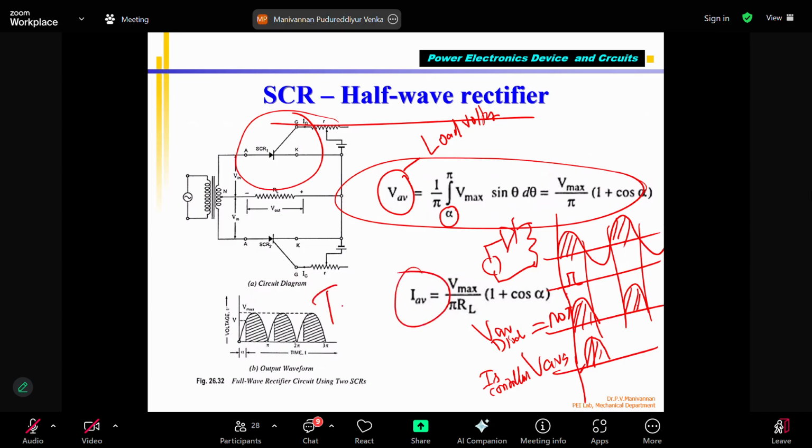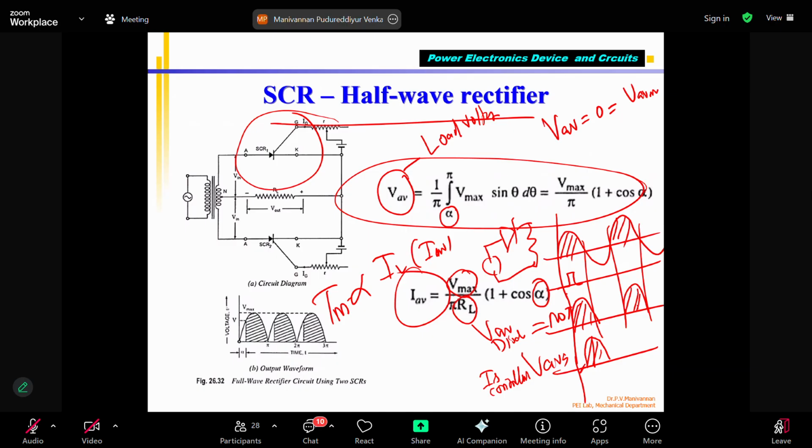We know that the motor torque is proportional to IL. IL is nothing but IAV. This IAV is varied by varying the conduction angle. Correct? For a given load, which is fixed, your Vmax is fixed, the AC voltage given is fixed, and you are varying alpha from 0 to 180, I can make V average equal to 0 up to V average max as per the formula. Because of this, I can control my AC motor very nicely by controlling the conduction angle of the gate pulse, when you give the gate pulse.